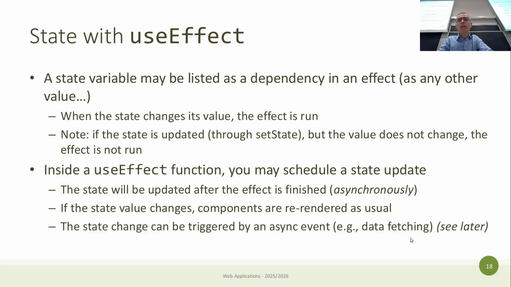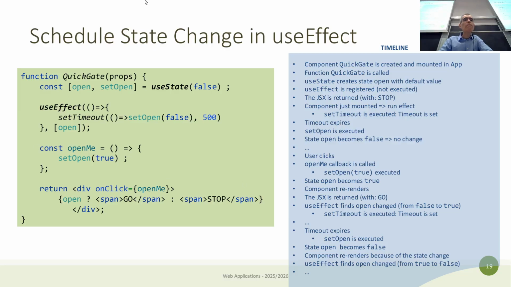Okay? Or maybe a timeout expired and so on, as in the example we are going to see in a minute. Okay? So now, actually, schedule a state change in a useEffect. Function QuickGate, a new component. It takes props, but I think we don't use any prop here. We just have a state.